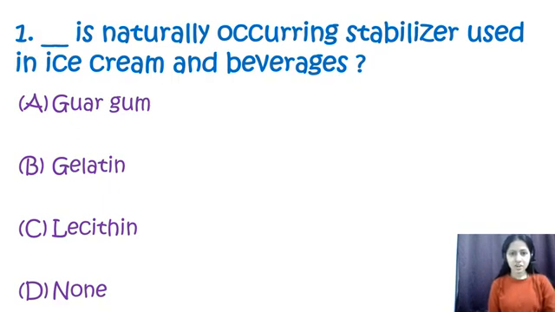Dash is a naturally occurring stabilizer used in ice creams and beverages. Option A guar gum, option B gelatin, option C lecithin, and option D none. The correct answer is option A, that is guar gum. Guar gum is derived from guar beans and it improves the texture and viscosity of the product. Gelatin and lecithin also act as stabilizers, thickeners, or emulsifiers, but these two are not naturally occurring stabilizers.